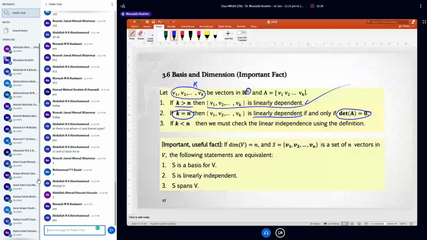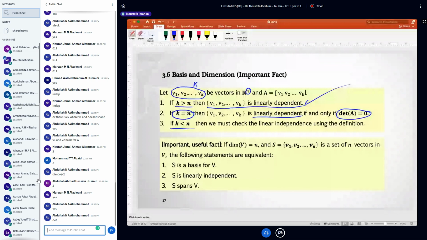If k is less than n, we have a number of vectors strictly less than n. What's the meaning of n? It means the power of R to the power of n. We are talking about this n. So if the number of vectors is strictly less than n, then you have to use the definition. You write the augmented matrix, and if you have a unique solution it means independent, infinitely many solutions means dependent. Clear? We have seen this one before.